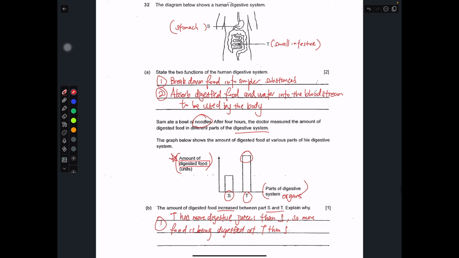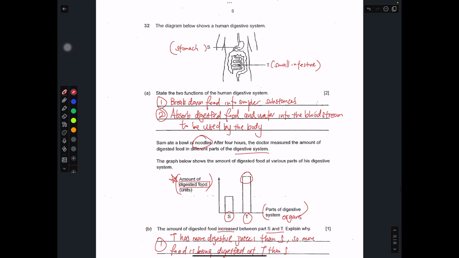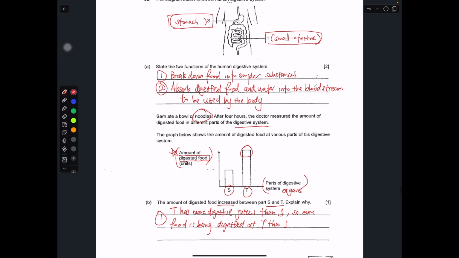Another way that I explain could be, because T is the small intestine and you recognize S is the stomach, actually for the amount of time the food spends in the stomach, there is less time spent in the stomach, while the food, because you have to travel through a long passage, actually spends more time.